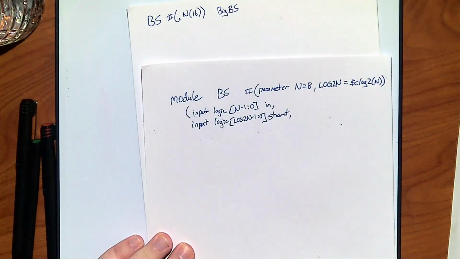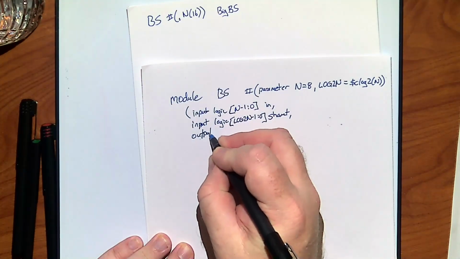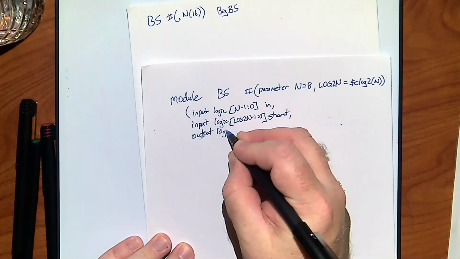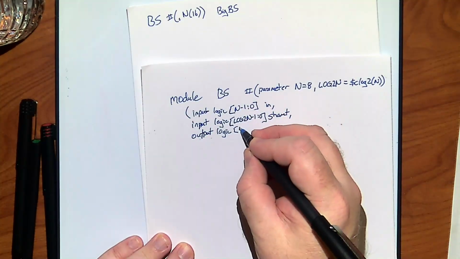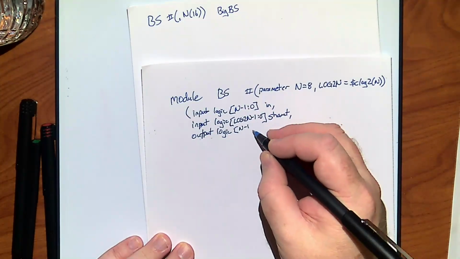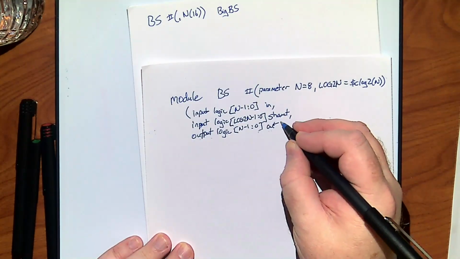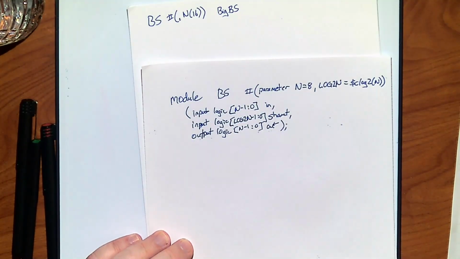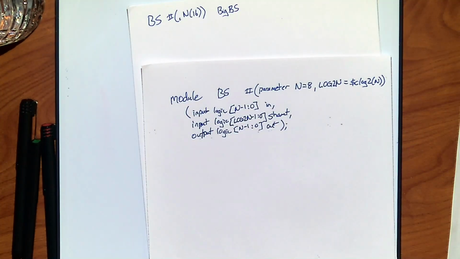All right. And then I'm going to have an output. Again, I'm going to do logic because it just makes my life easy. It's got to be the same size as the input because it's just a shifted around version. And I'm just going to call that out. All right. Now I have a complete definition of whatever I'm doing to build this thing.